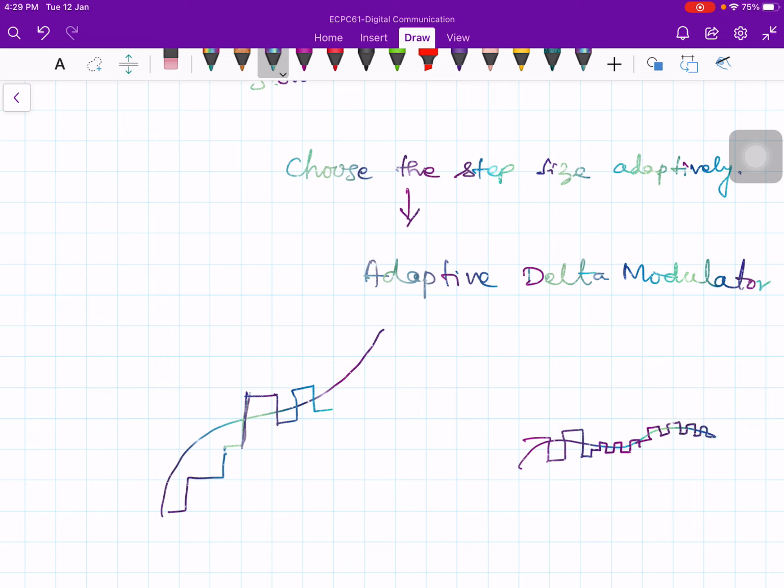Therefore the slope overload distortion and granular noise, both the problems are eliminated by choosing the step size adaptively, and that type of modulator is called an adaptive delta modulator. And that we will discuss in detail in the next class.